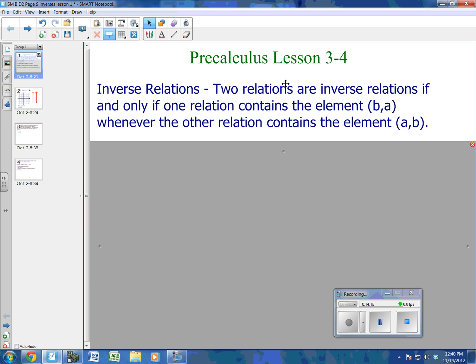In other words, an inverse happens when you do what? You switch the x and the y coordinates, right? That's what you do. We're going to write that down in just a second. (2, 1) and (1, 2) are inverse, right? Yep, they're inverse points.